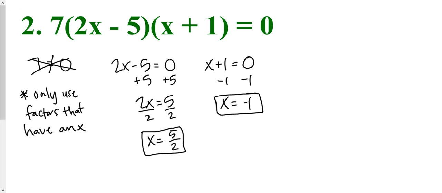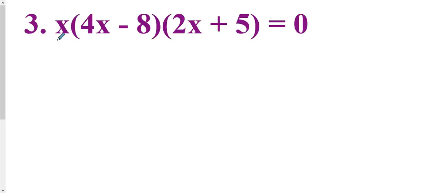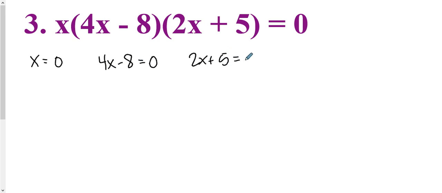Now on number 3, I have an x in front, and because I have 1, 2, 3 x's, I should have 3 answers. We're going to start by setting all of these pieces equal to 0. So x equals 0, 4x minus 8 equals 0, and 2x plus 5 equals 0. Now this first piece, x equals 0, x is already by itself. I don't have to do anything, so that's one of my solutions. Go ahead, pause the video, you find the other two, and then play the video to check your answers.